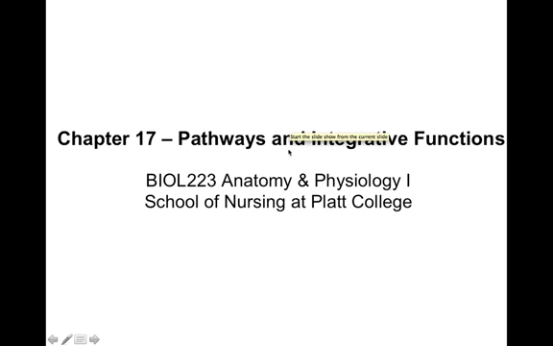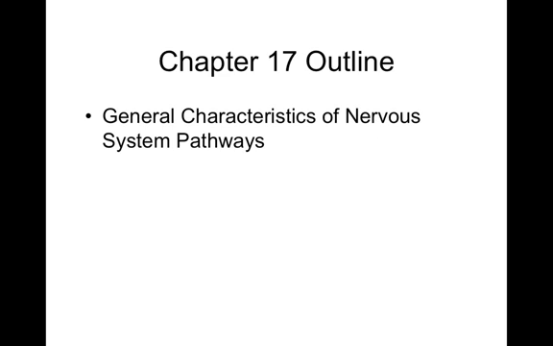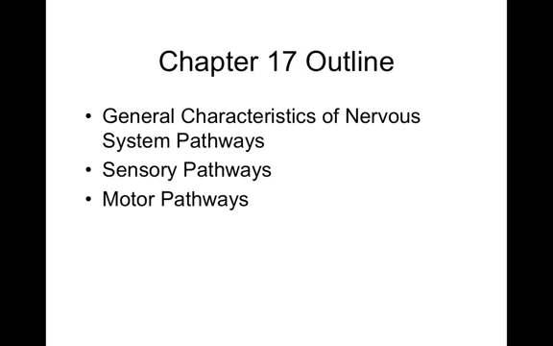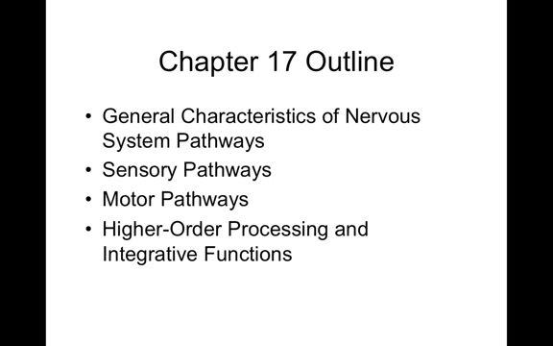We will talk about pathways and integrative functions within the brain and spinal cord. So we'll start out first with the characteristics of nervous system pathways. We'll talk about how the spinal cord communicates with the brain and peripheral tissues. Then we'll differentiate different types of sensory pathways and motor pathways, and then get into some higher order processing and integrative functions like learning and memory and things like consciousness.